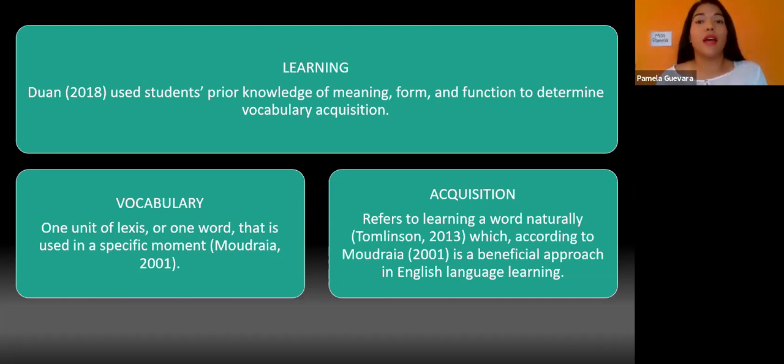And let's talk about acquisition. The information nowadays needs to be learned naturally. It is beneficial because you don't notice that you're learning, but you do it in a real life environment.